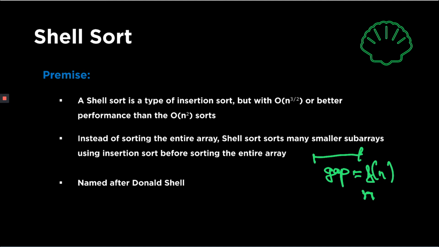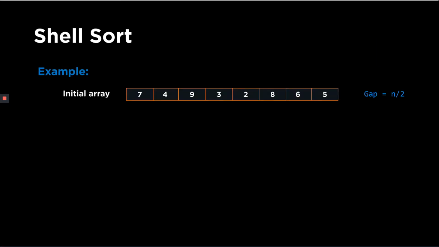Different books, authors, and computer scientists have played around with this gap function, which really changes the execution time of this algorithm. This algorithm is named after Donald Shell, who was a scientist, and hence it has this name. So let's see a quick worked example of shell sort, and then we are going to see the pseudocode and the time complexity of this algorithm.